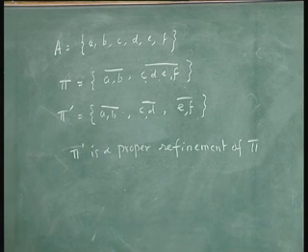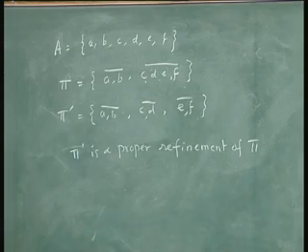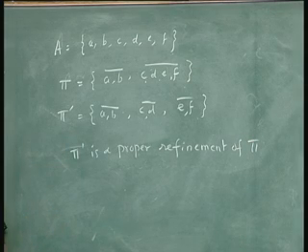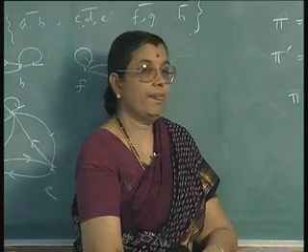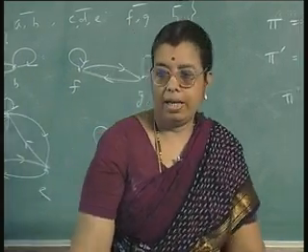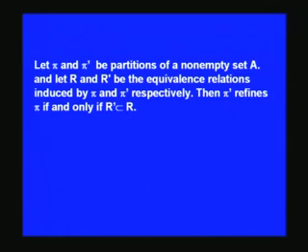Now, obviously, a partition induces an equivalence relation. So, pi will induce an equivalence relation on A, pi dash will also induce an equivalence relation on A. What is the connection between these two equivalence relations? Let us see that. Let pi and pi dash be partitions of a non-empty set A, and let R and R dash be the equivalence relations induced by pi and pi dash respectively. Then pi dash refines pi if and only if R dash is contained in R.